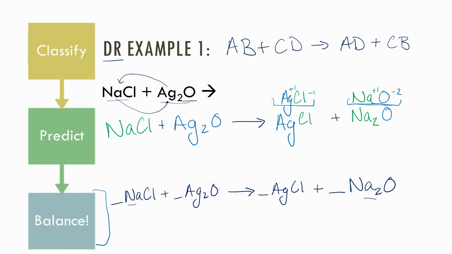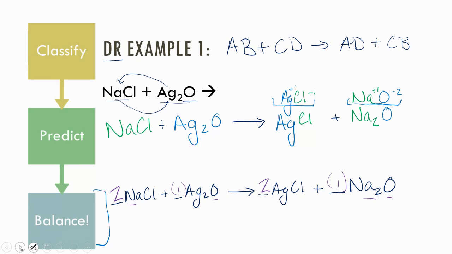I have one Na, I have two Nas over here, so I'm going to put a 2 on this line to match those two sodiums. That also means I now have two chlorines, so I'm going to need two chlorines on the right, two silvers on the left. Well, now I have two silvers on the right, and one oxygen, one oxygen. So I can put the ones on these other lines if I want, or I don't have to. But two sodium chlorides plus one silver oxide yields two silver chlorides and one sodium oxide.